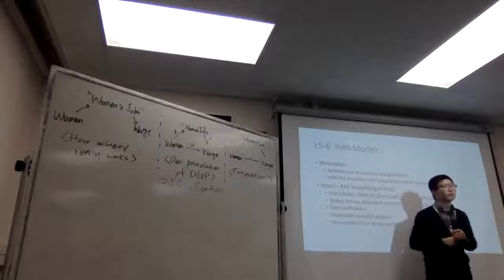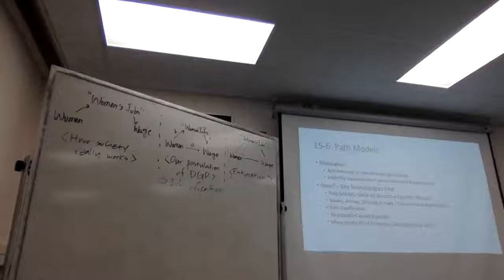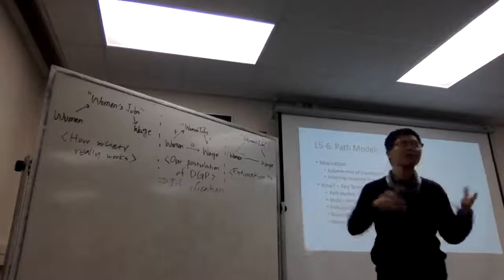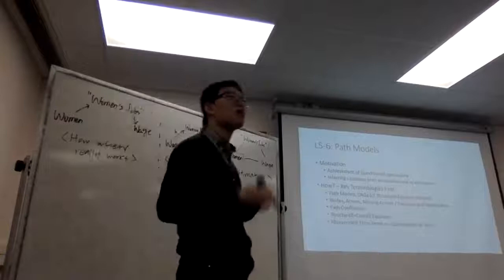Good? And then path models are a specific type of DAGs where all the variables are assumed to be in linear relationships. DAGs don't have any parametric assumptions, in the sense that they do not assume linear relationships. But path models assume that all the variables are in linear relationships.